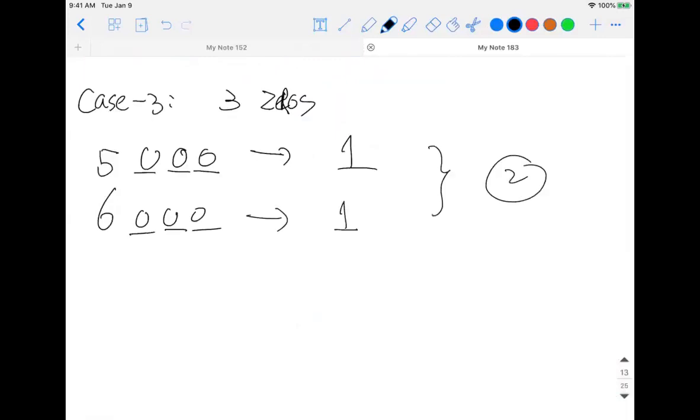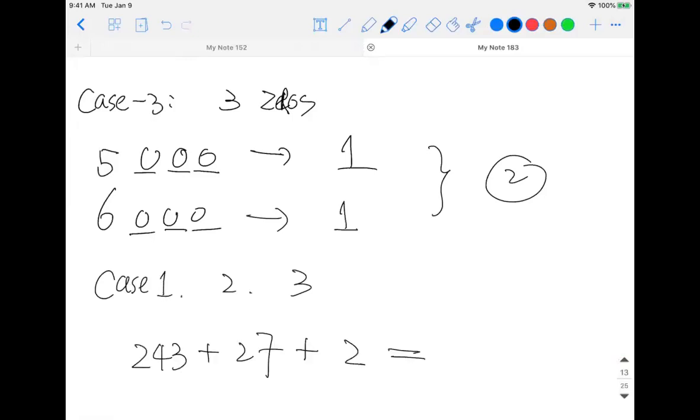So in total, you're adding up your case 1, case 2, case 3 altogether. You have 243 plus 27 plus 2 equals to 272. And that is the answer of this problem.